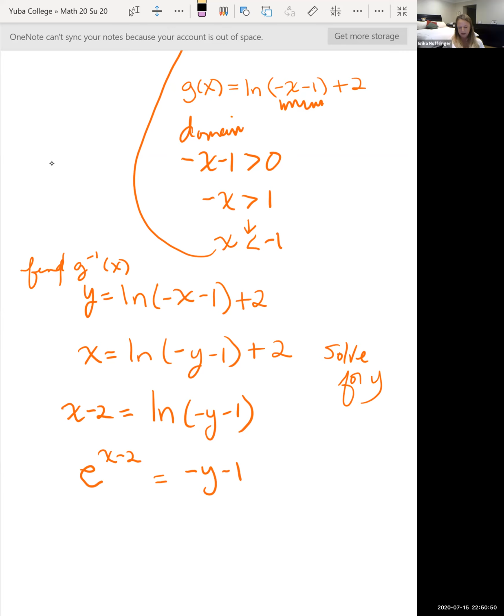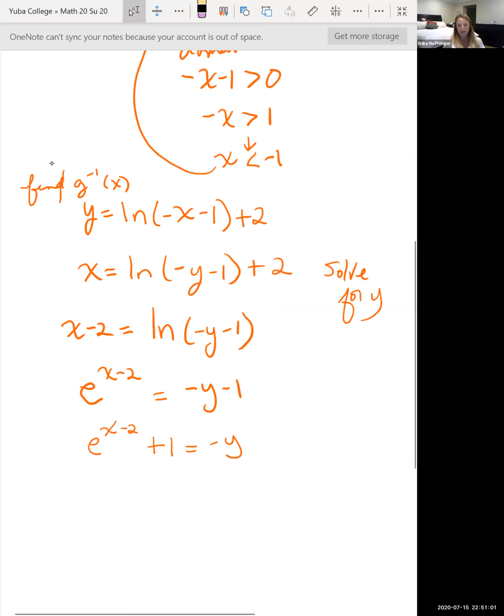To get y by itself, we can add 1 to both sides. We get e to the x minus 2, plus 1, equals negative y. Multiply through by negative 1. So we get y is equal to negative e to the x minus 2 power, minus 1, which is our g inverse of x.